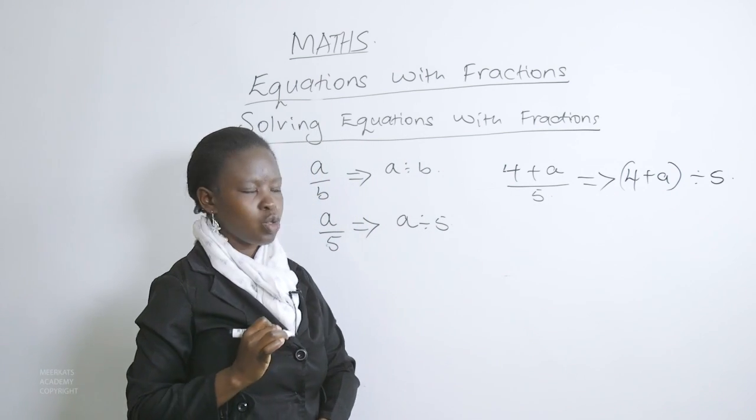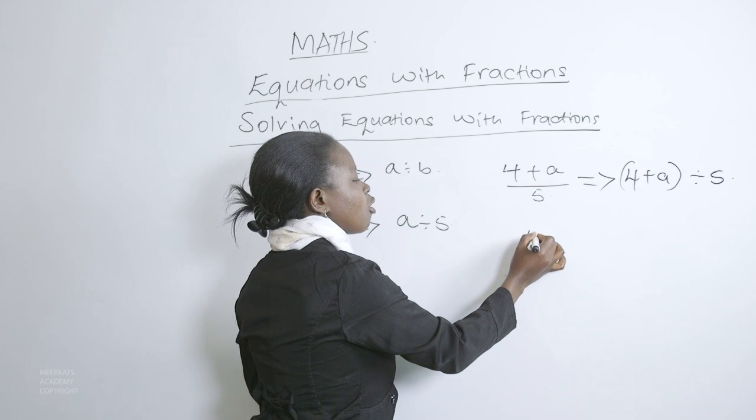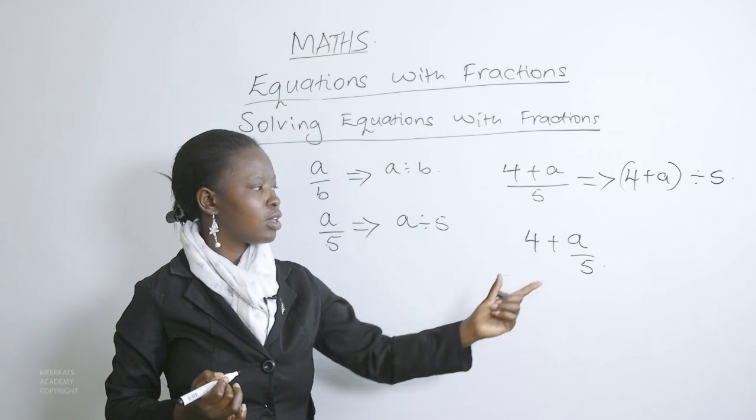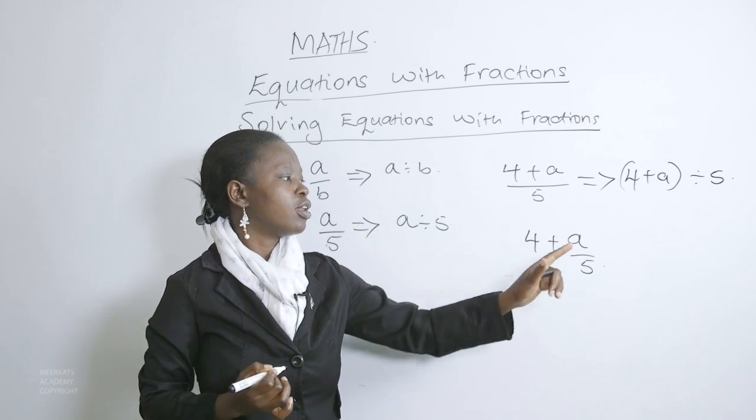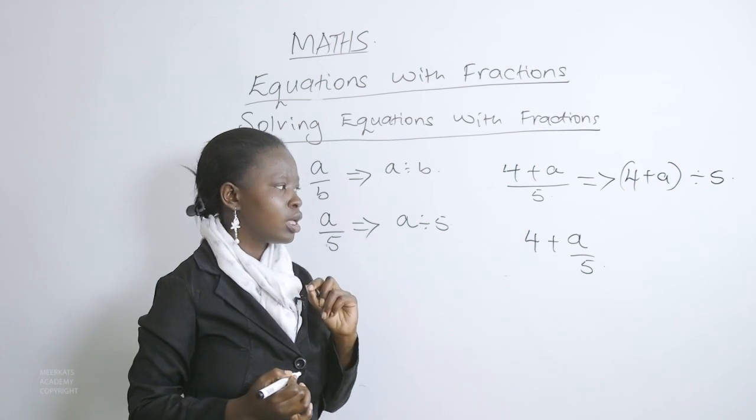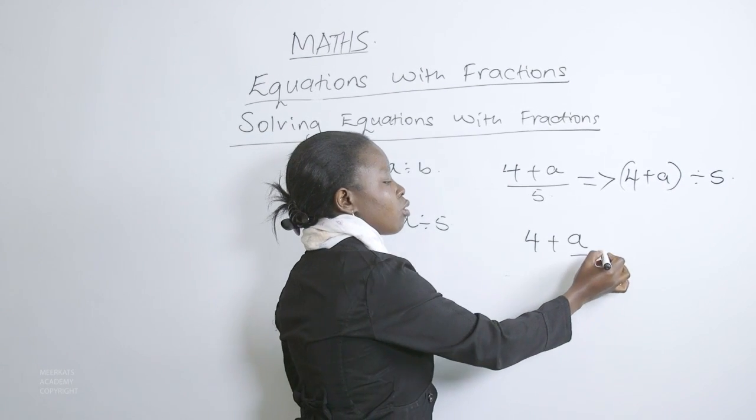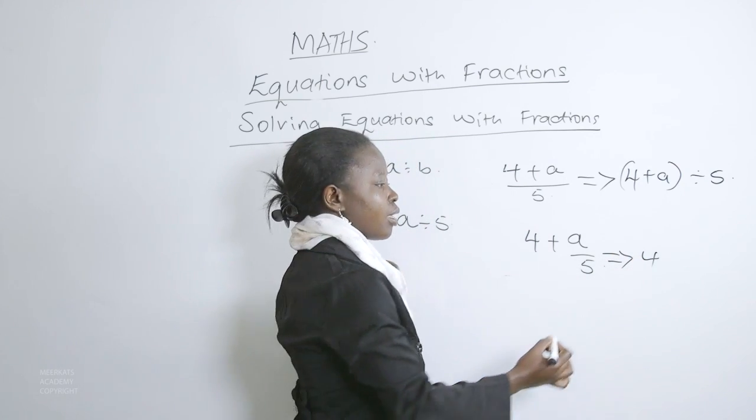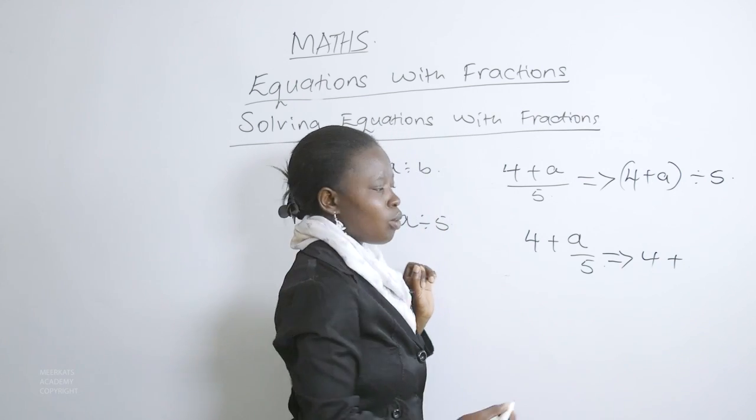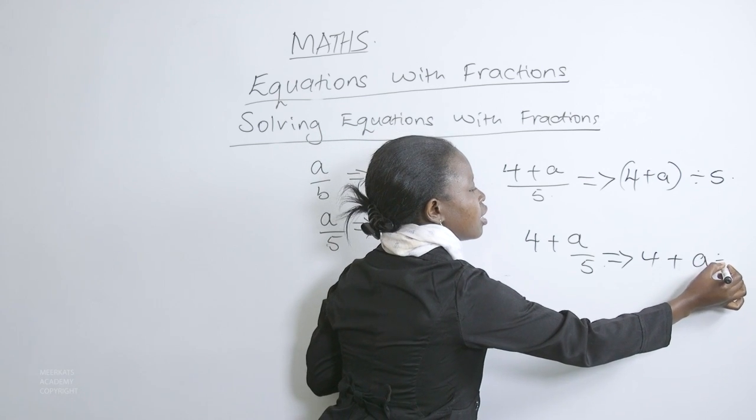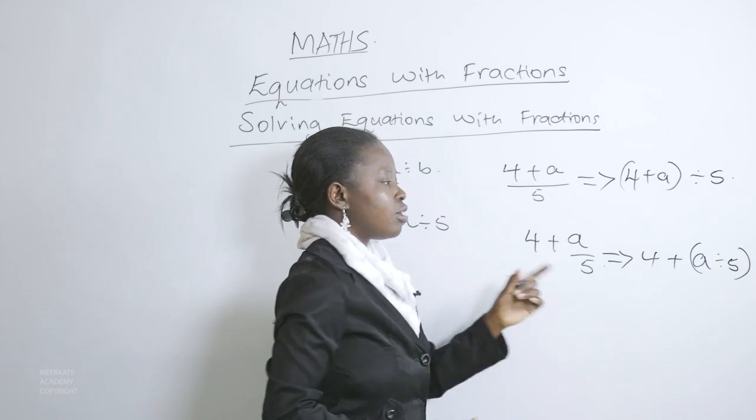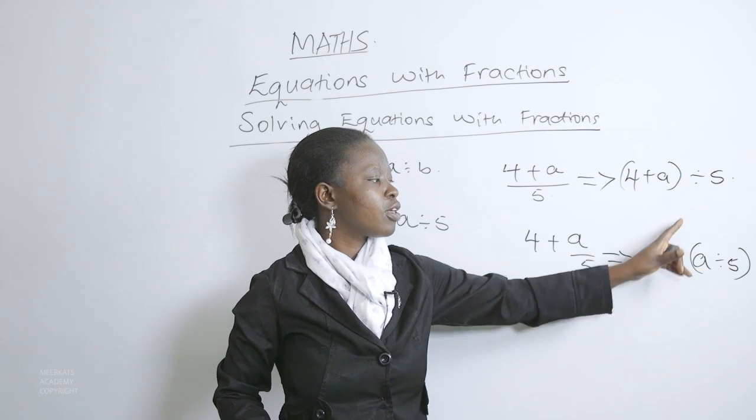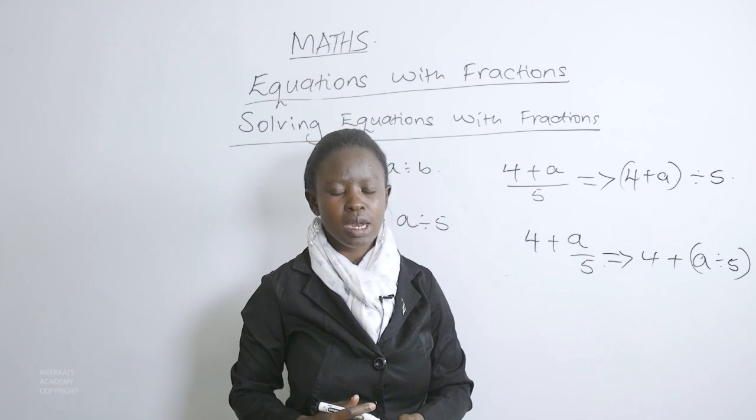But we could have another situation whereby we have 4 plus a over 5, so that the division is not on 4. The division is on our pronumeral only. If this division is on our pronumeral only, then it means that there is a 4 that is independent. Then in addition to that, we have a divided by 5. So there is a division of the pronumeral by 5 first, then after the division has taken place, we add 4.